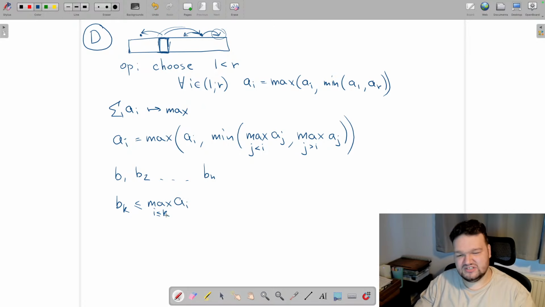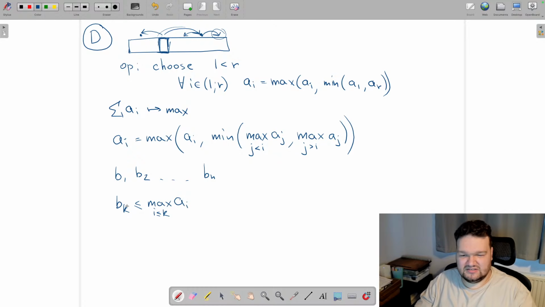Now, how do we prove this? For k equal to 1, it is obvious because no operation can change the first value. To change something we need to choose L and R, and L should be to the left, but there is nothing to the left of the first value.